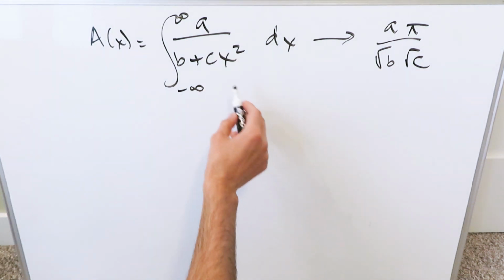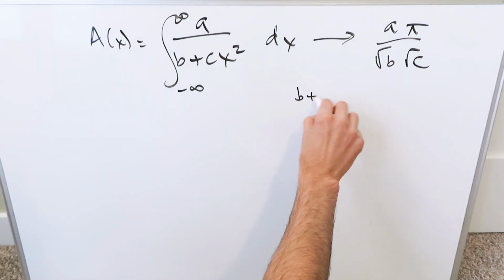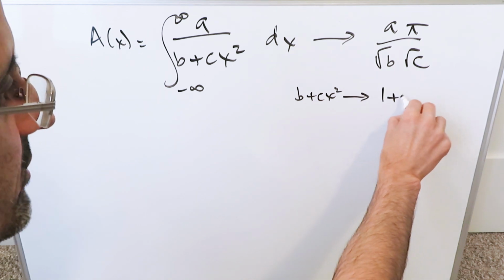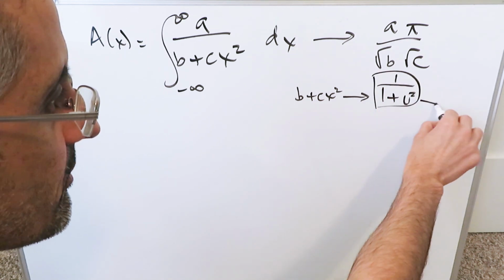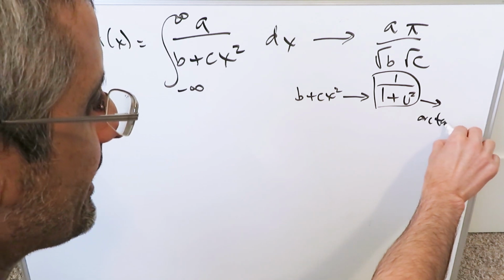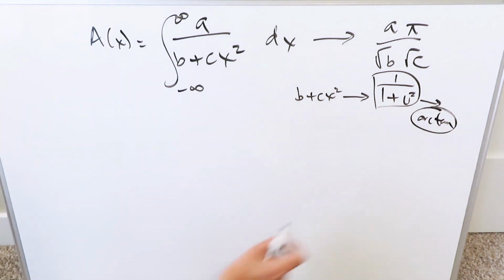How do you bring it about? You want to look here at the denominator b plus cx squared. You want to convert it into 1 plus u squared, because when you're looking at something which looks like this, you can bring out the arctan antiderivative, and that's what we want to do, bring out the arctan, and you can do it by means of a substitution.